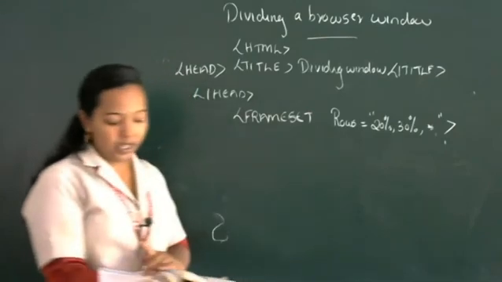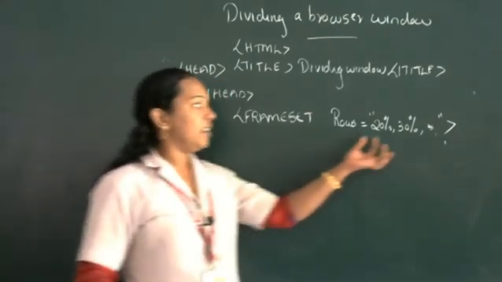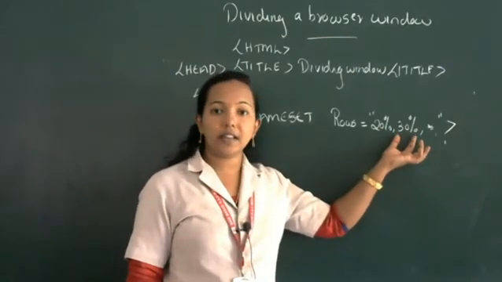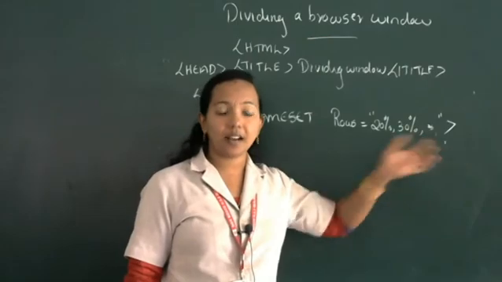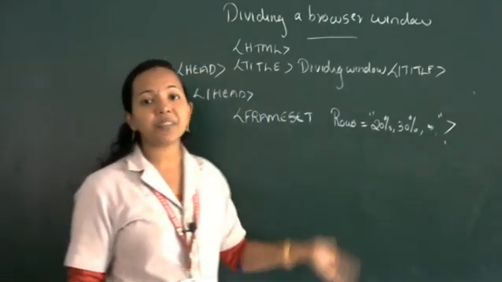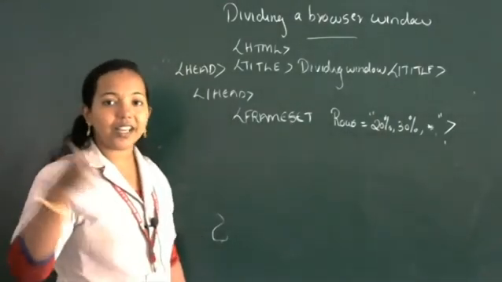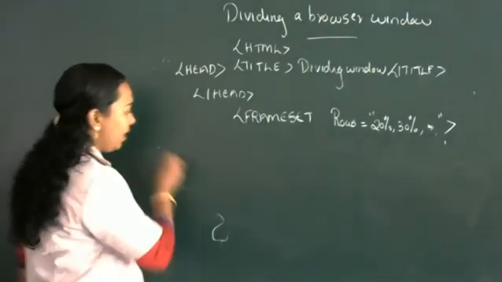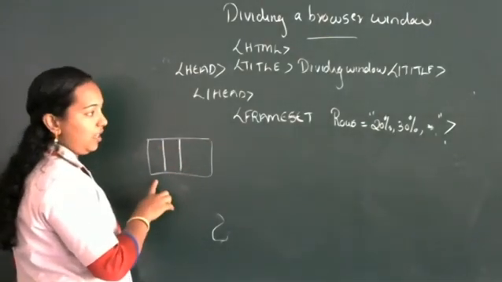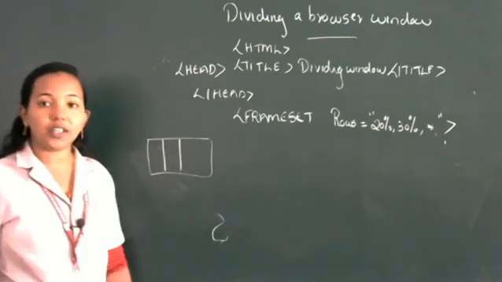What does the star indicate? The first 20% is for the first web page, 30% for the second web page, and the star means the remaining space is for the third web page. So we divided the browser window into 3 different sections. So now the web page will be like this: first 20%, 30%, and the remaining space for the third web page.